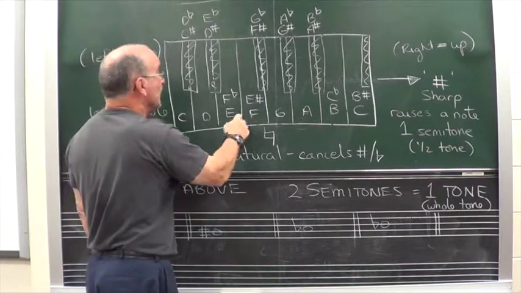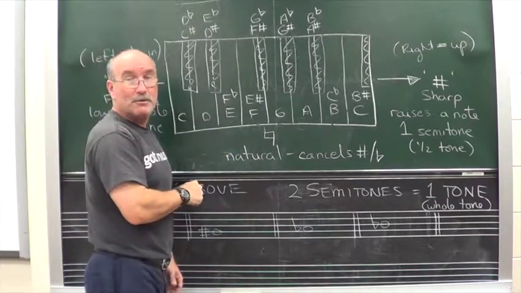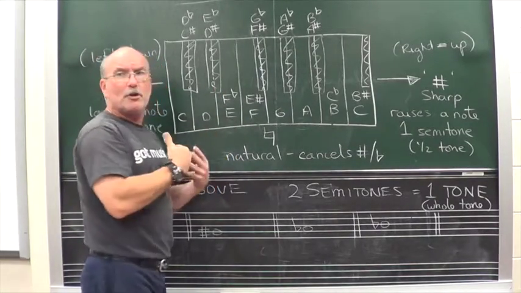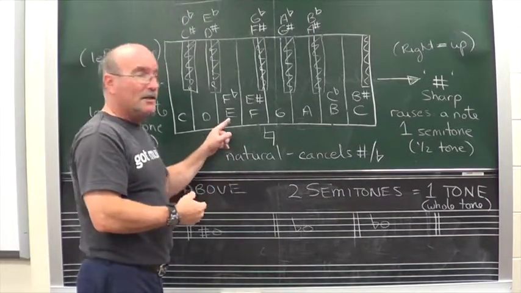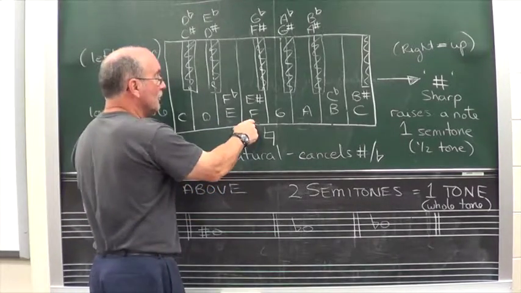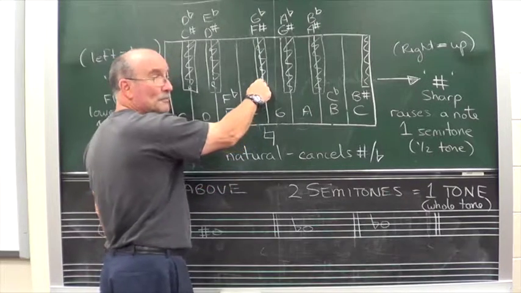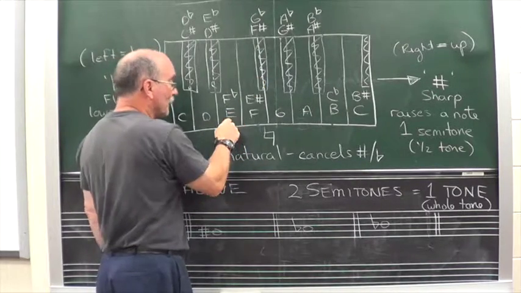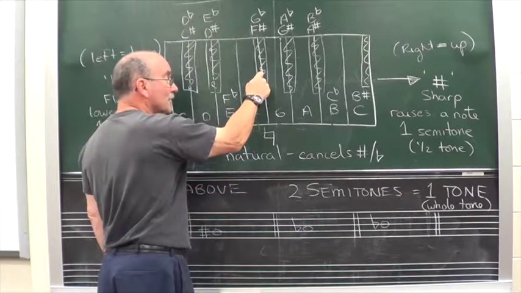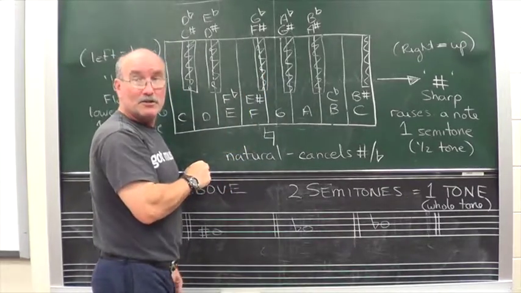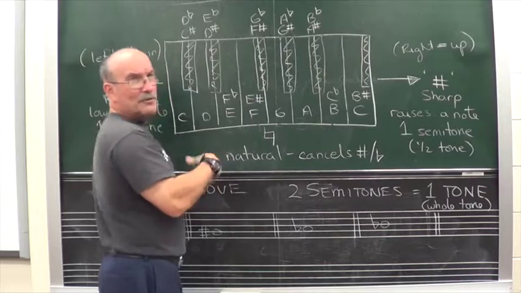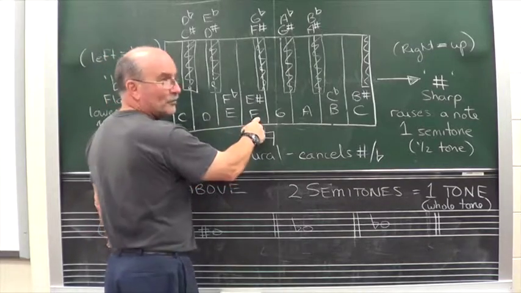From E to F, well, that's only a semitone because there's no black key in between. So if I wanted to go a tone above the note E, then E to F is a semitone, F to F sharp is a semitone, so therefore two semitones make a tone. Therefore, from E to F sharp, that is a tone. There's always exceptions when you're working with these things.